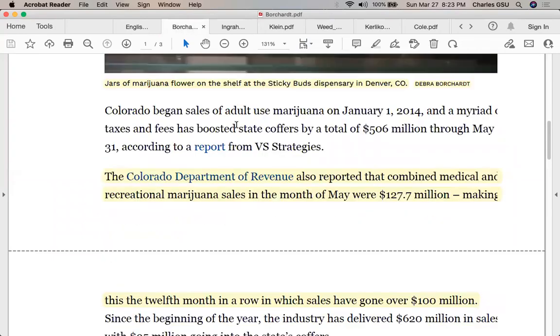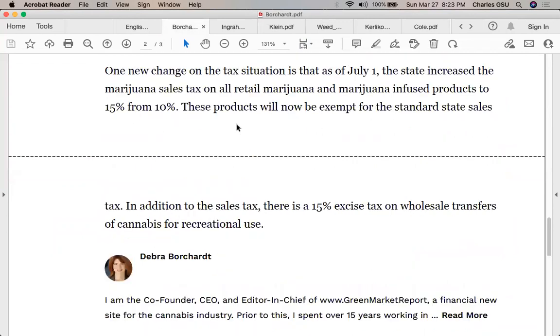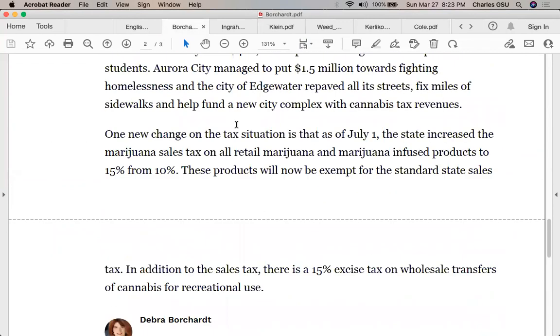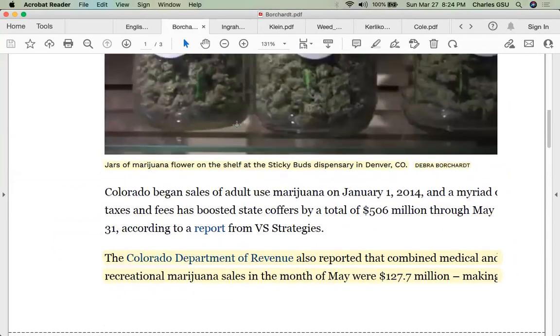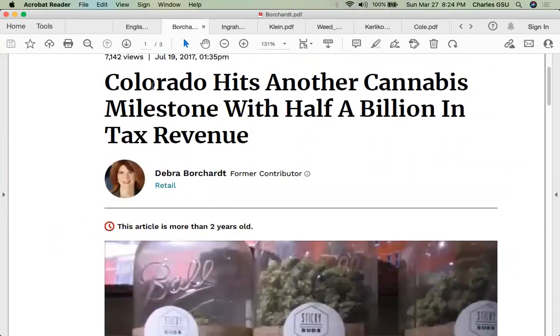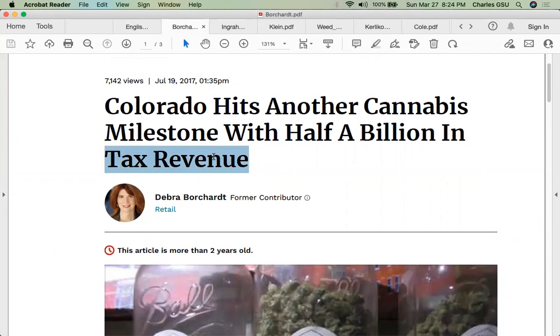You can go find the data and statistics on it. In other words, it's a pretty robust industry in states that have legalized it, okay? So this is obviously Deborah Borkart. She's for it because she's saying, look, we can really generate some needed tax revenue from the legalization of recreational.